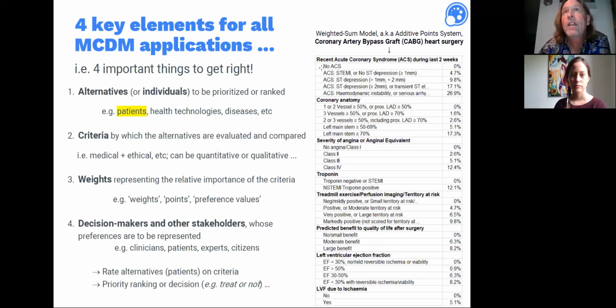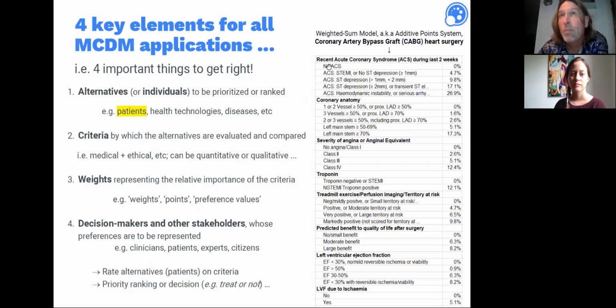And on the right-hand side is a list of clearly very medical criteria. There's 8 of them. So recent acute coronary syndrome, ACS, during last 2 weeks. Who knows what that is if you're not a medical person, but it's an important consideration when determining the extent to which a patient needs this particular heart surgery. So each of these bolded headings on the right-hand side in my system is a criterion, and you can see each of those criteria have a number of levels in terms of either the severity of the condition or something that indicates how important or how beneficial the treatment would be for this particular patient.